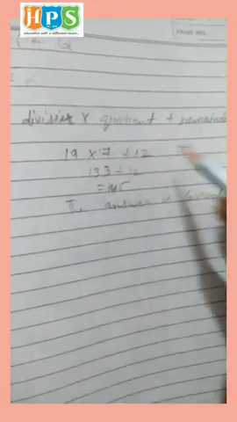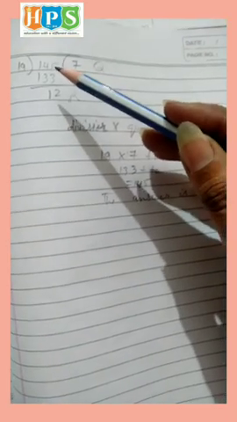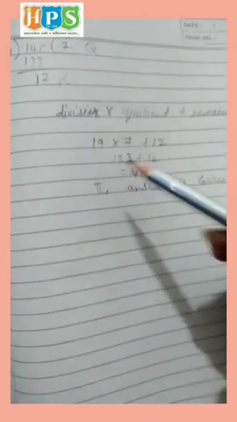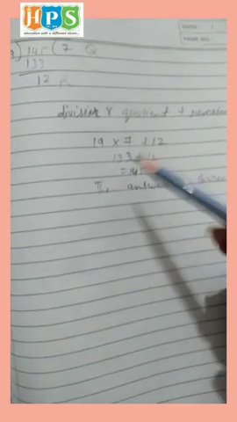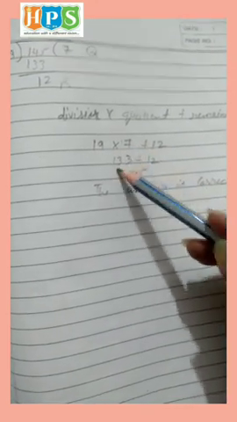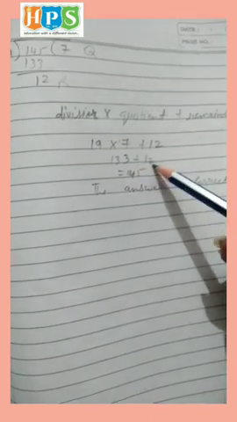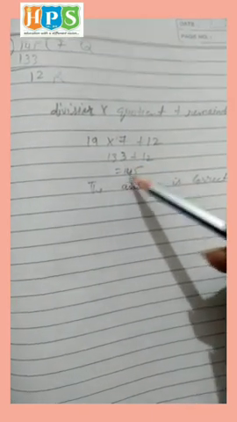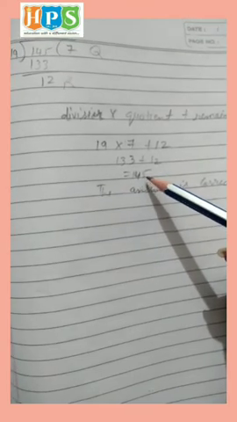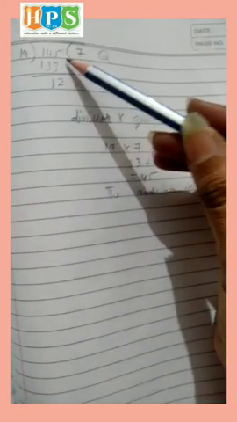Verify this answer. Divisor multiply quotient plus remainder is equal to dividend. So what is divisor? This is divisor and this is quotient and this is remainder and this is dividend. 19 multiply 7 plus 12. 19 multiply 7 is equal to 133 plus 12. 133 plus 12, 145. So 145 is the dividend. The answer is correct.